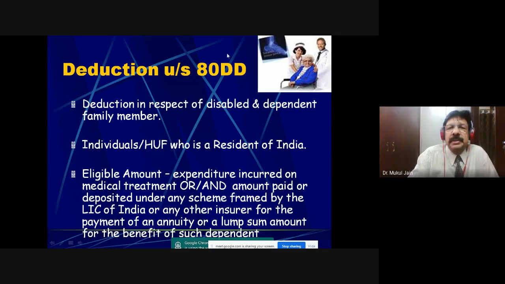If suppose some family member in a family unfortunately is a disabled person, and this person is spending money on him, some expenditure, so eligible amount will be expenditure incurred on medical treatment or an amount paid or deposited under any scheme framed by LIC of India or any other insurer for the payment of an annuity or a lump sum for the benefit of such dependent.